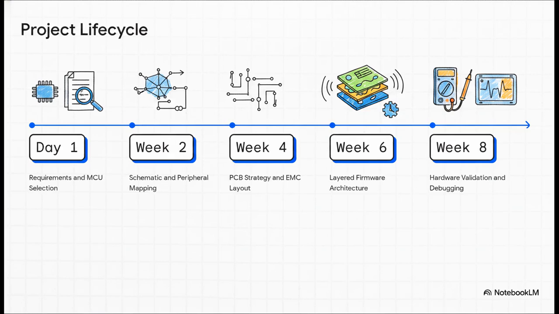This right here is what a literal real-world engineering project timeline looks like. Day 1, you're diving into the datasheet to pick the exact right MCU. By week 2, you're mapping those multiplexed pins and drawing the schematic. Week 4 is all about routing ground planes to prevent EMI. Week 6, you're finally building out that RTOS firmware, and Week 8 is grabbing your multimeter and oscilloscope for hardware validation. It is a highly structured, step-by-step sequential process.